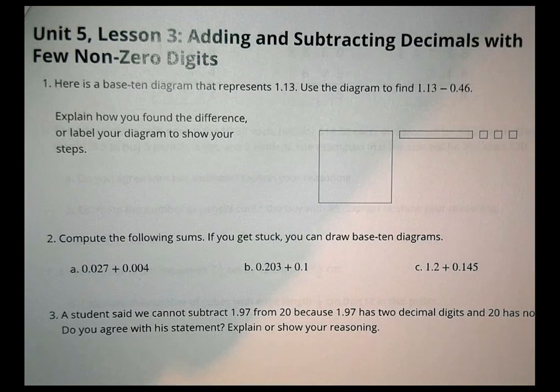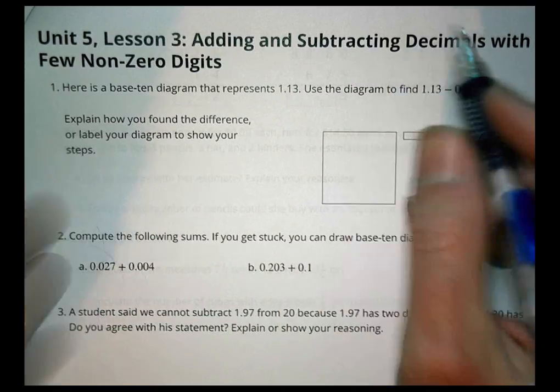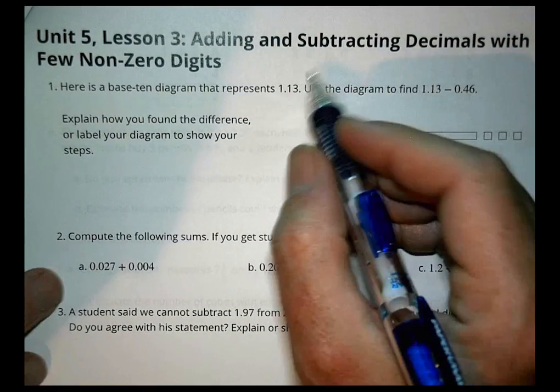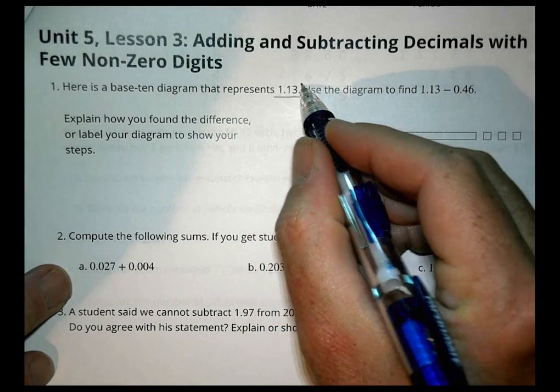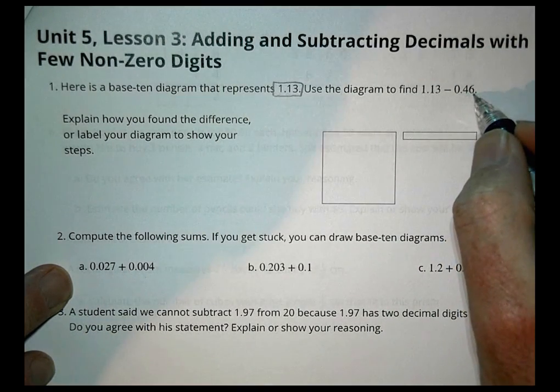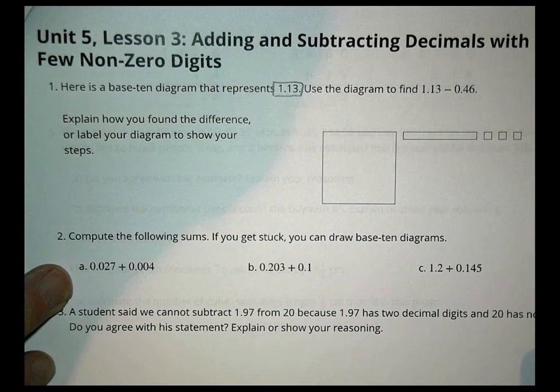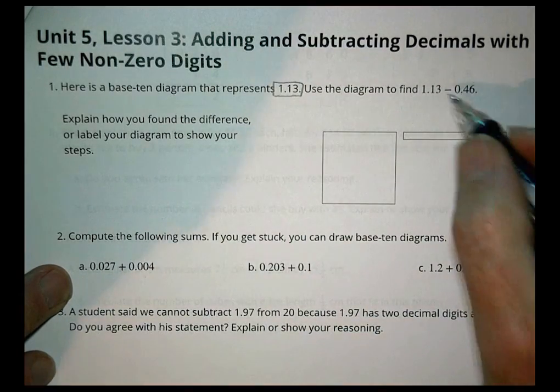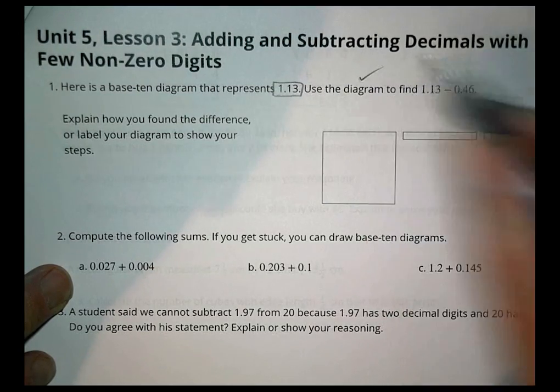Alright, Math 6, Unit 5, Lesson 3, homework, adding and subtracting decimals with few non-zero digits. Alright, so here's a base 10 diagram represents 1 and 13 hundredths. Use the diagram to find 1 and 13 hundredths minus 0.46 or 46 hundredths here. Alright, so we could do it with a vertical calculation, or we could use a diagram. It says use the diagram.